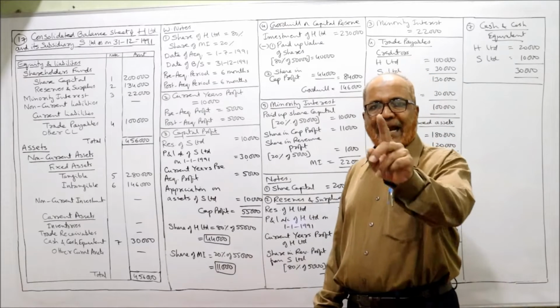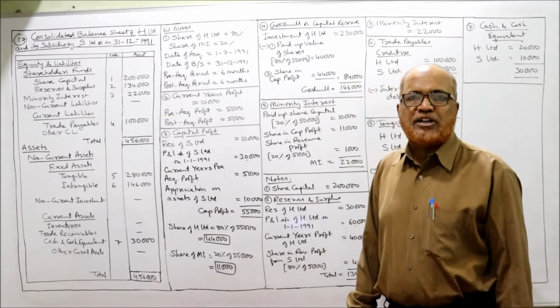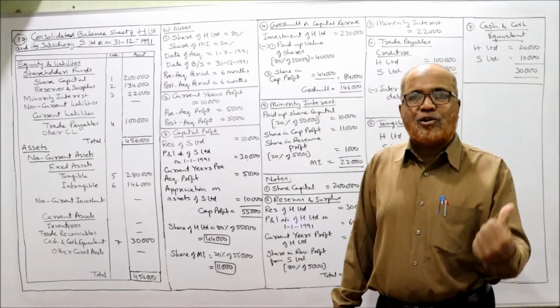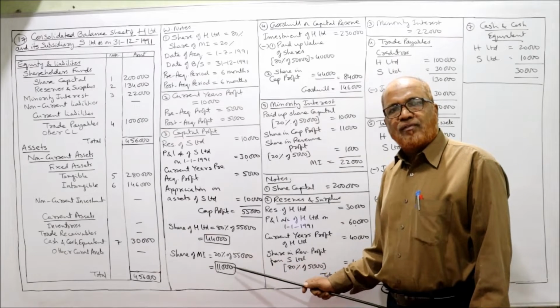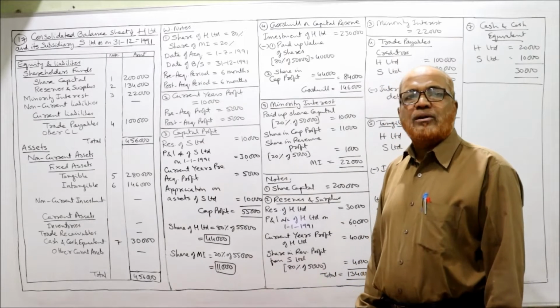Out of 55,000, 80% of share goes to H Limited. 20% goes to minority interest. So 80% of 55,000, 44,000. And 20% of 55,000, 11,000 goes to minority interest.